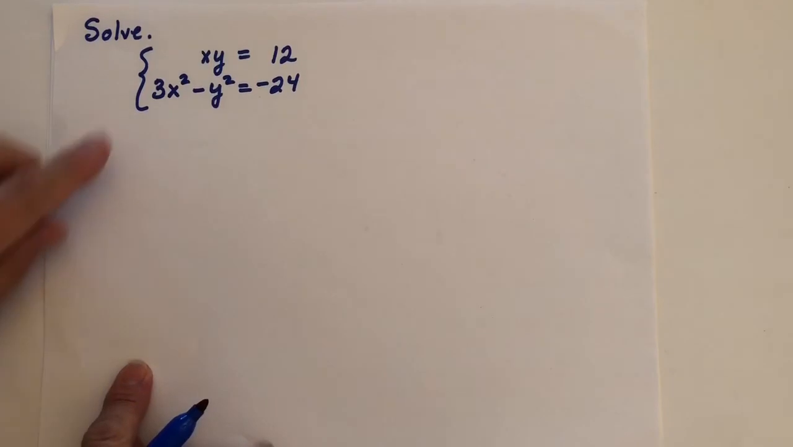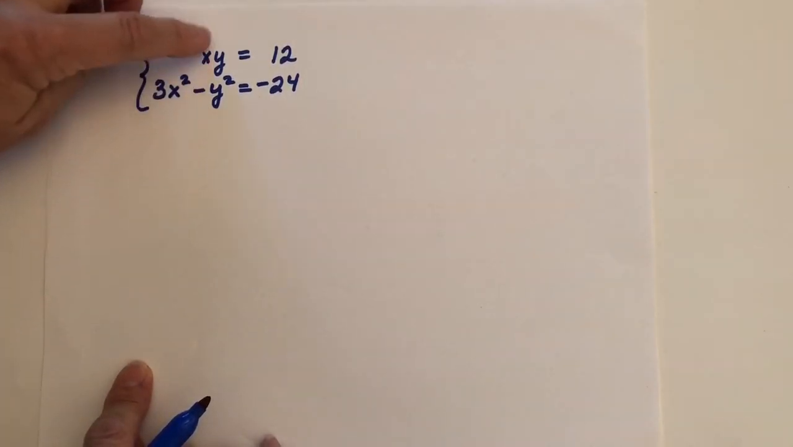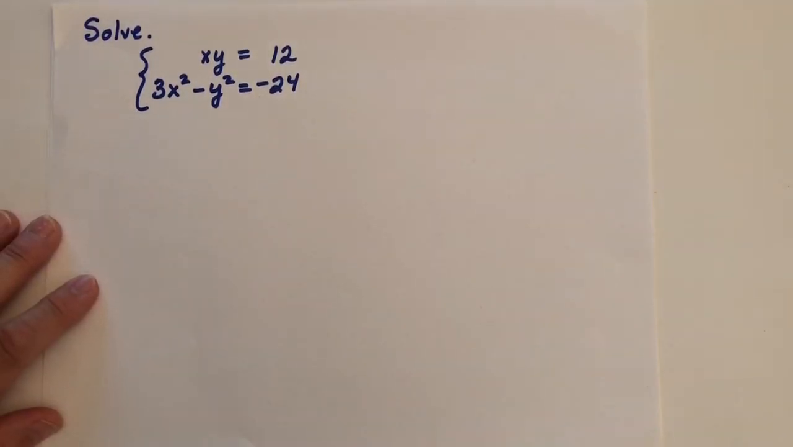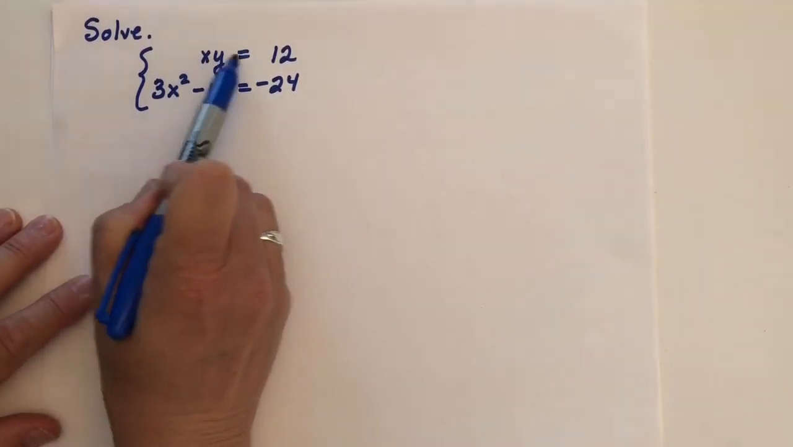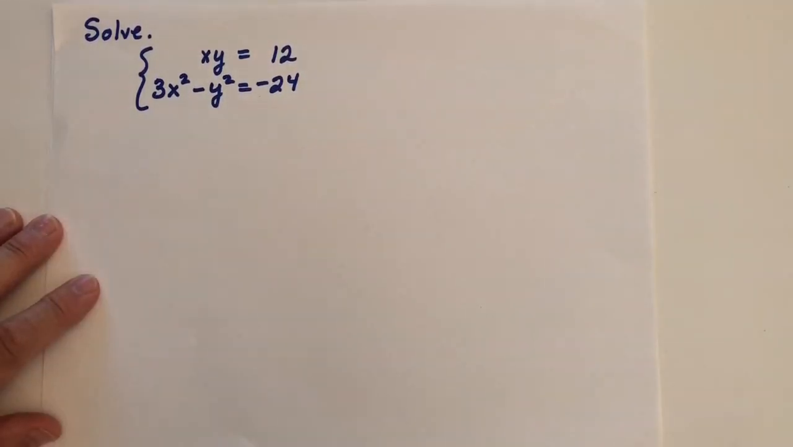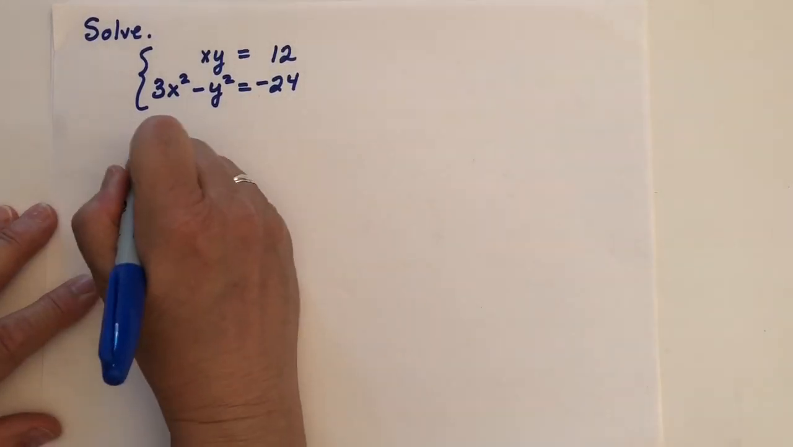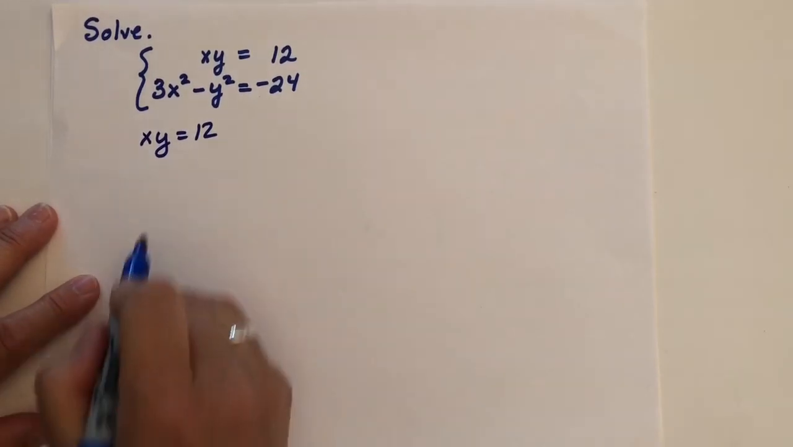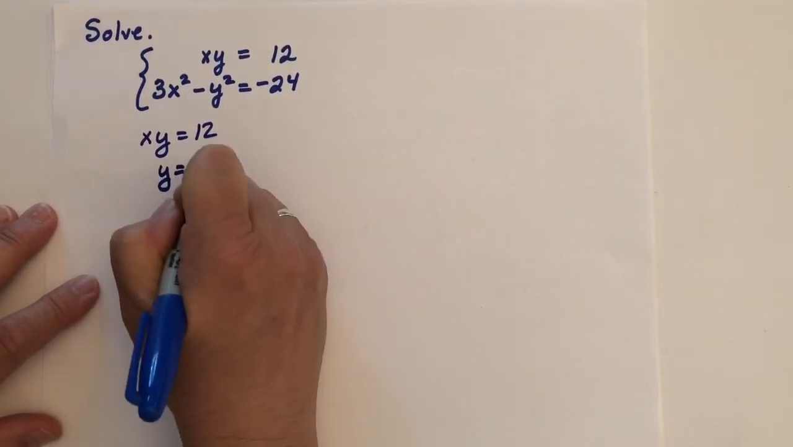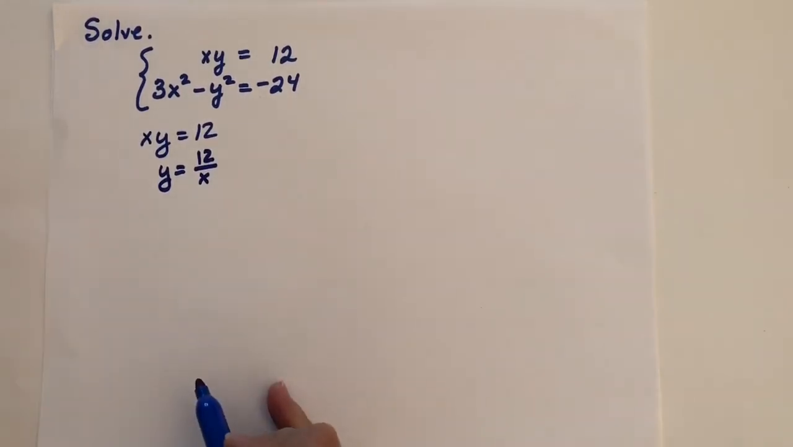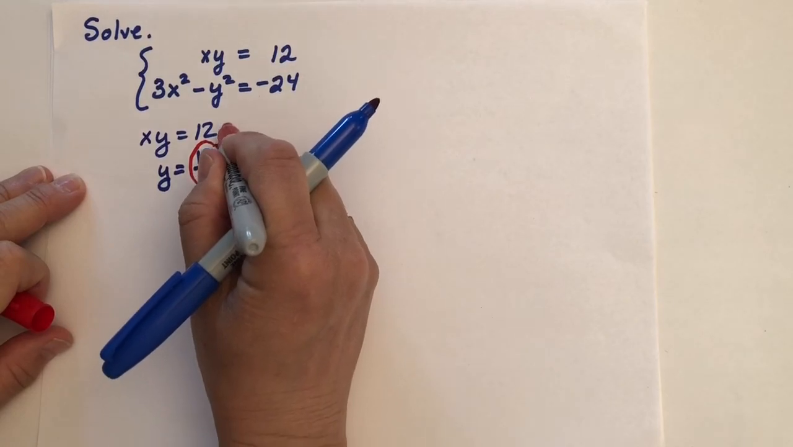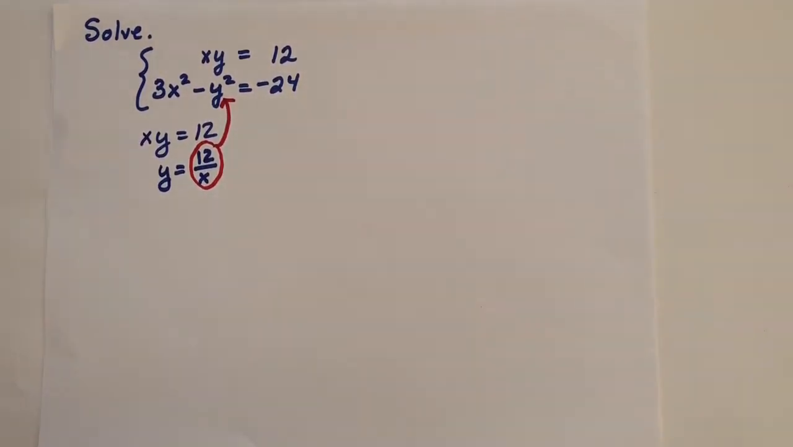Now, elimination doesn't seem reasonable because I don't have a y squared here and I have a y squared there. Similarly, I don't have an x squared up here. I wouldn't be able to eliminate anything. So it looks like substitution. So I'm going to solve for x or y in the first equation and substitute it into the second one. So I have xy equals 12. Let's just solve for y this time. So I divide by x. And so my substitution is going right in for y in the second equation.